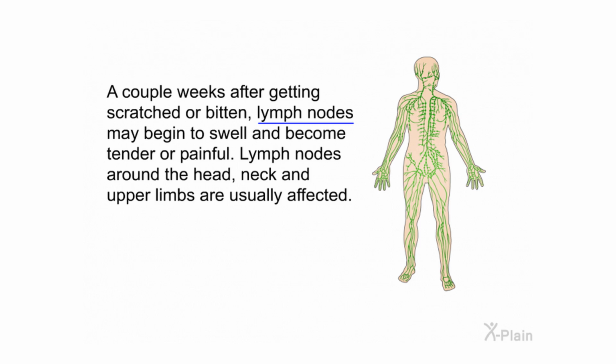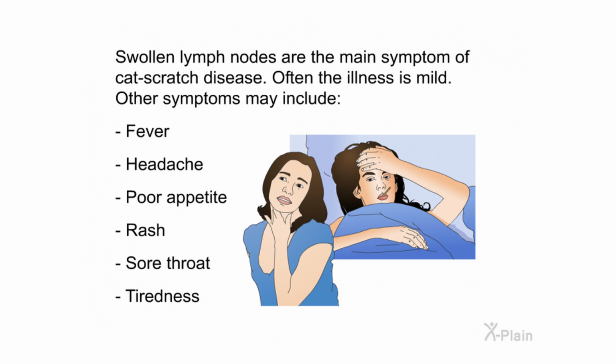A couple weeks after getting scratched or bitten, lymph nodes may begin to swell and become tender or painful. Lymph nodes around the head, neck, and upper limbs are usually affected. Swollen lymph nodes are the main symptom of cat scratch disease. Often, the illness is mild. Other symptoms may include fever, headache, poor appetite, rash, sore throat, tiredness.